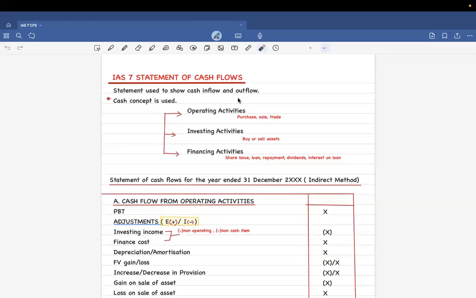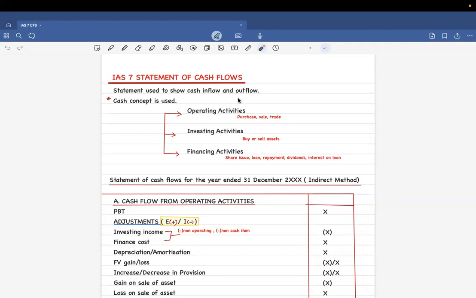That is one concept that you have to be very, very thorough with. That is the logic behind everything that the cash flow statement deals with. Now, the next thing is that it usually uses the cash concept. That means you're not allowed to take anything that is non-cash in nature. The statement mainly deals with cash inflow and cash outflow, whatever comes into the organization and whatever goes out of the organization in terms of cash.